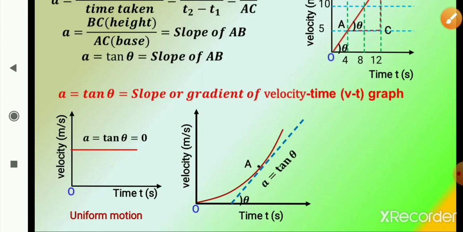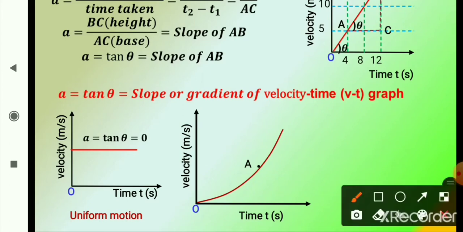सपोजिंग आई वांट टू फाइंड आउट एक्सेलरेशन एट दिस पॉइंट, तो हम यहाँ पे टेंजेंट ड्रॉ करेंगे और तब इसका स्लोप अलग हो जाएगा. आप देखिए इसका स्लोप कम है, और अगर इस पॉइंट पे चाहिए तो हम टेंजेंट यहाँ ड्रॉ करेंगे और इसका स्लोप अब ज़्यादा हो गया.